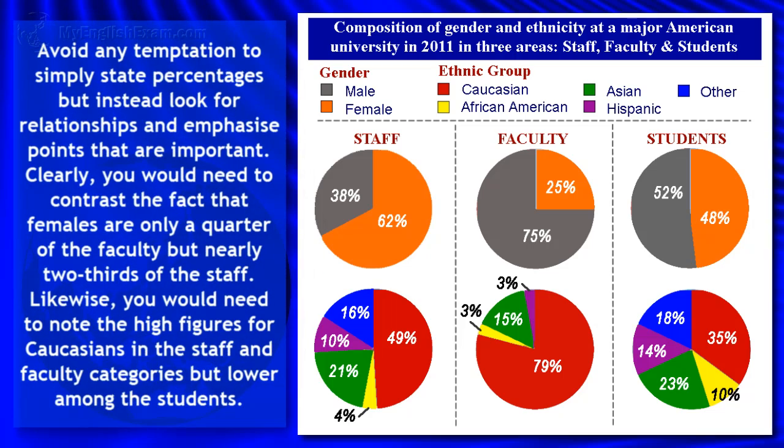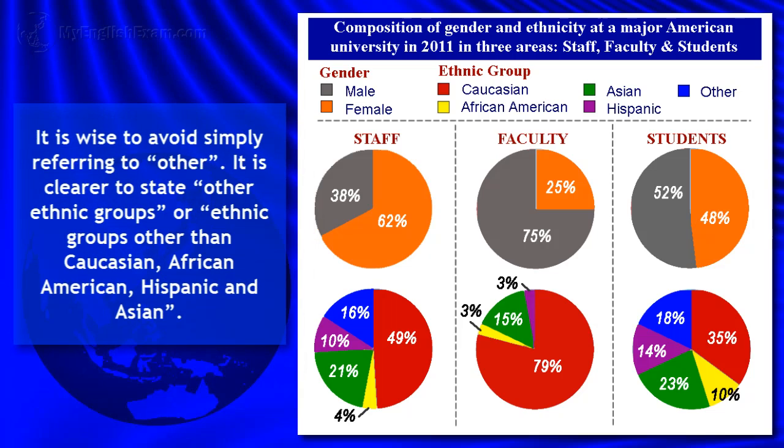Avoid any temptation to simply state percentages, but instead look for relationships and emphasize points that are important. Clearly, you would need to contrast the fact that females are only a quarter of the faculty, but nearly 2/3 of the staff. Likewise, you would need to note the high figures for Caucasians in the staff and faculty categories, but lower among the students. It is wise to avoid simply referring to other. It is clearer to state other ethnic groups, or ethnic groups other than Caucasian, African American, Hispanic, and Asian.